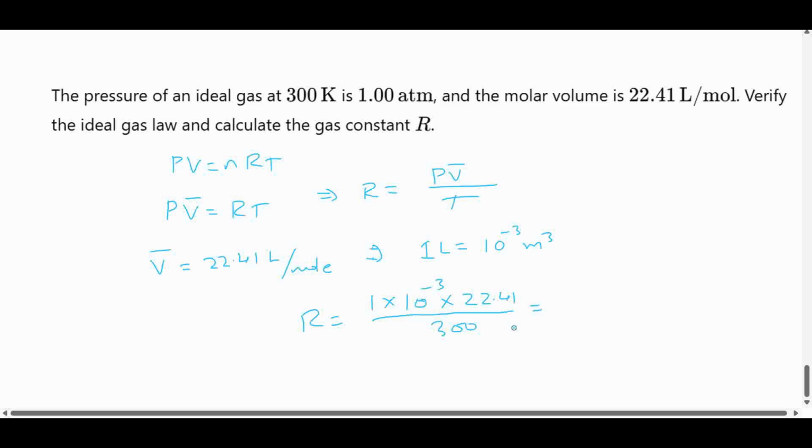Now when we do this, we will get the value of R. Do calculate it and write in the comments what the value of R is based on these calculations. Also, work on the units of R and convert into standard units, that is joule per mole Kelvin.